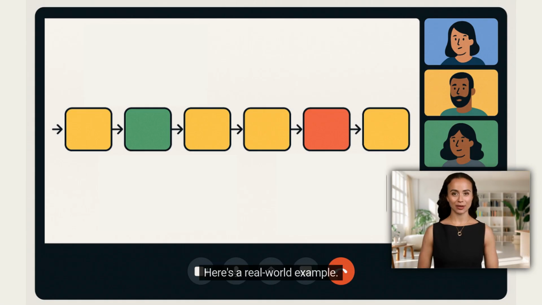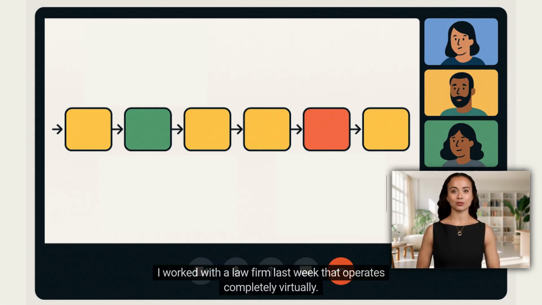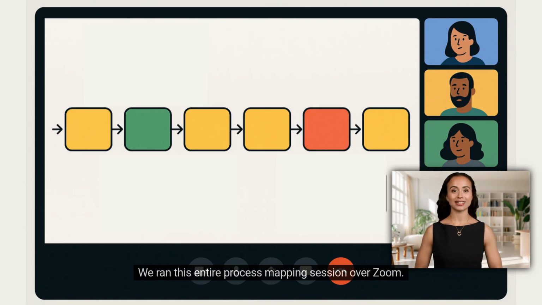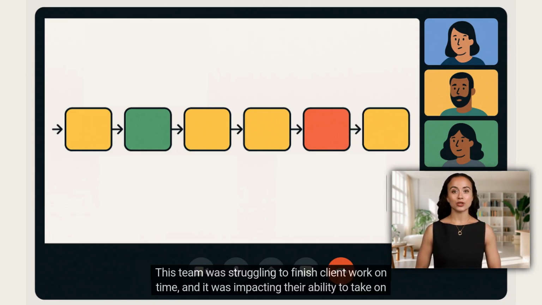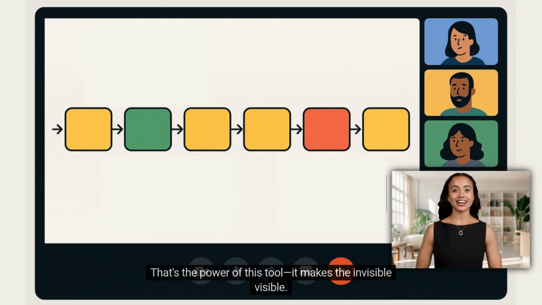Here's a real-world example. I worked with a law firm last week that operates completely virtually. We ran this entire process mapping session over Zoom. As we mapped out their process, the managing partner paused and said, "I had no idea we did all this." This team was struggling to finish client work on time, and it was impacting their ability to take on new clients. That's the power of this tool. It makes the invisible visible.